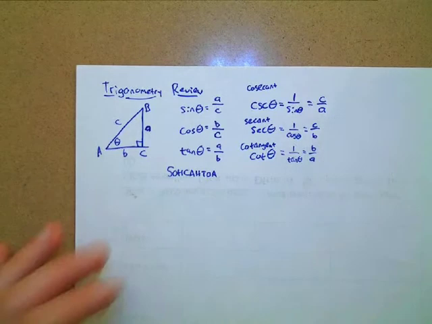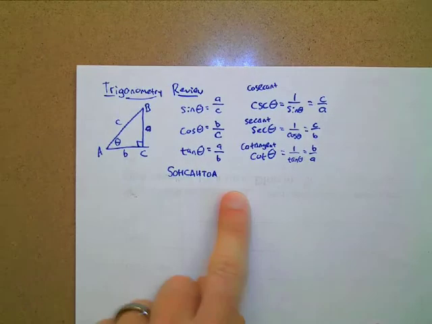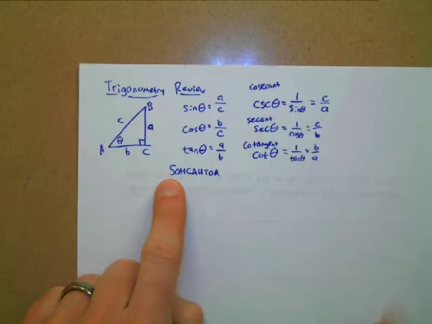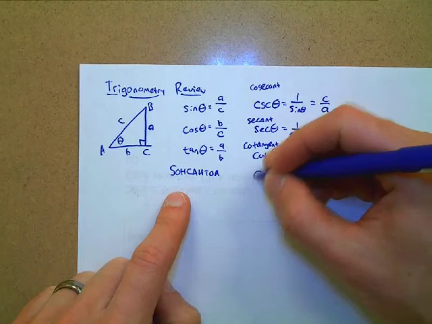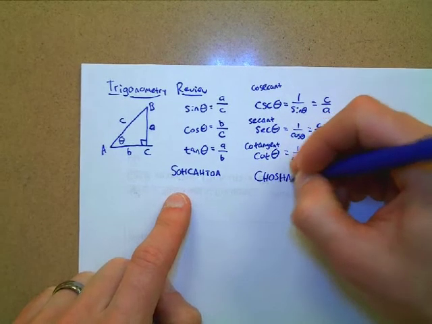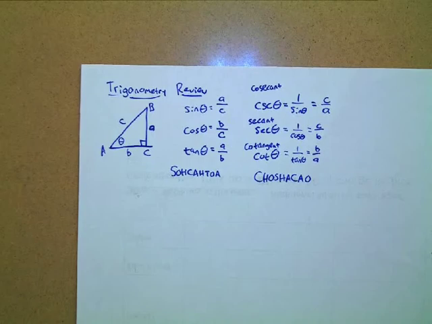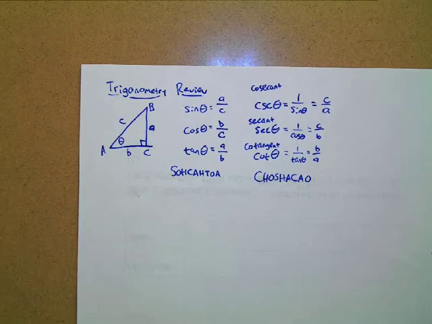Okay? So in other words, cosecant is hypotenuse over opposite. So basically it's like this: CHO SHA CAO. So you have SOH CAH TOA, and you have CHO SHA CAO. Okay, you really don't need to remember that though. If you remember these, then you just flip them, right? You just have to remember that sine is reciprocal to cosecant and cosine is reciprocal to secant. You don't really need to remember CHO SHA CAO, but it's a fun word to say, in my opinion.